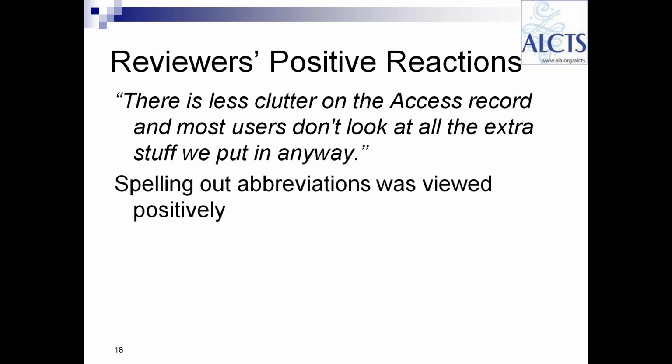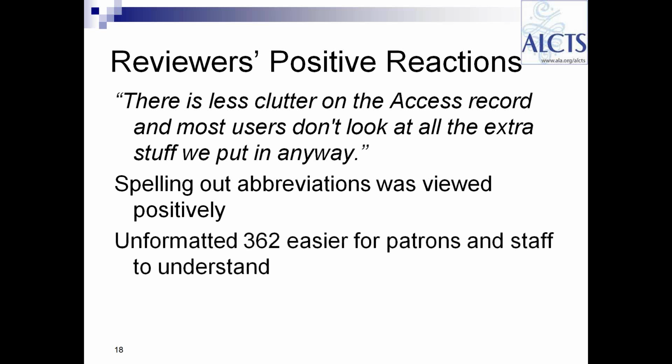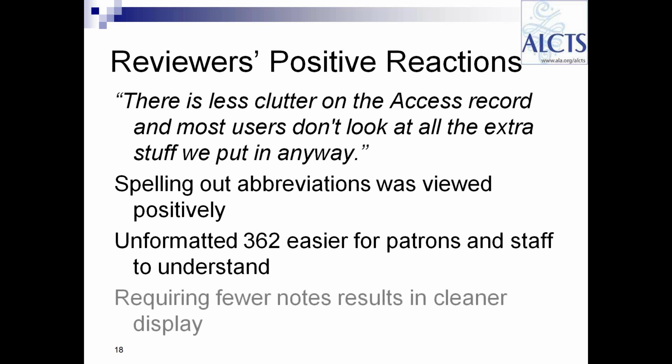Spelling out abbreviations was viewed positively. T period meant nothing to most users, but tome would be a little clearer, or even the V period versus volume. The unformatted 362 was easier for patrons and staff to understand, so a 362 that said began with, rather than just the volume designation in an abbreviated form with a hyphen. And requiring fewer notes resulted in a cleaner record.